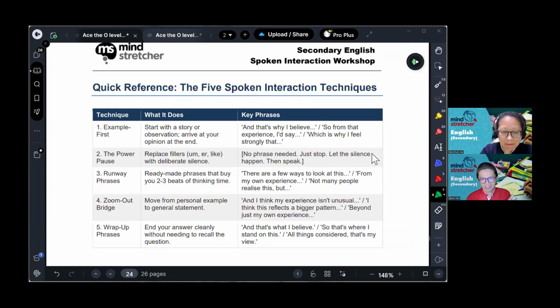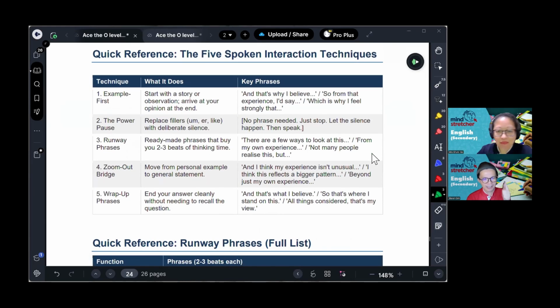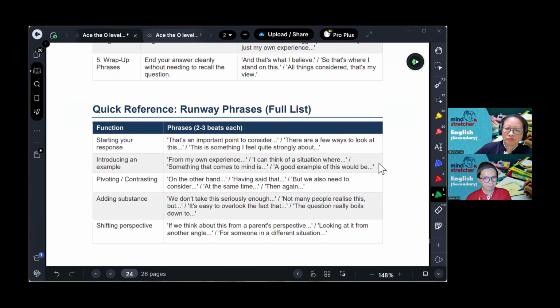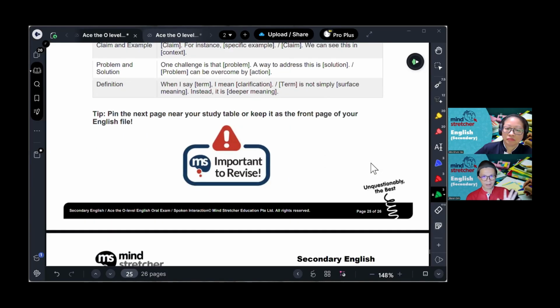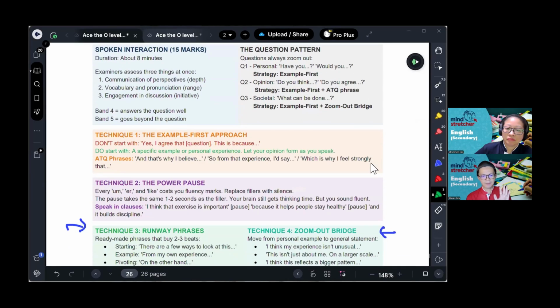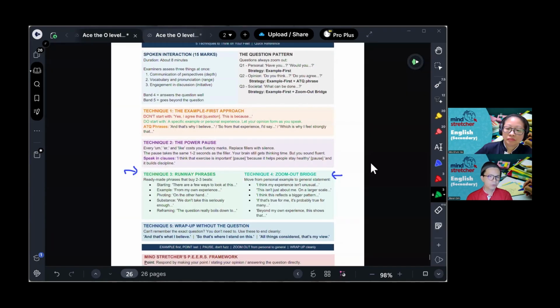So, five spoken interaction techniques: example first, power pause, runway phrases, zoom out phrase, wrap up phrases. Study, practice, use them. The phrases are all here. You need to sit down and study. This is the overview.